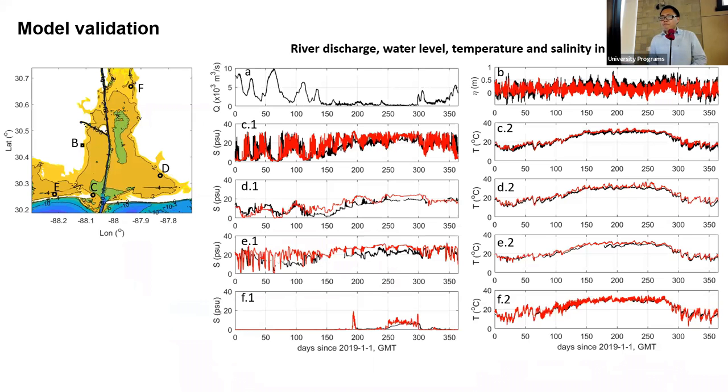Now, we also compare the salinity and the temperature with the observation data at multiple stations, shown by this map. All the black lines are the observation data, and the red lines are our model readout. So we can clearly see that the model had a very good performance. Then we can utilize the model to do our further analysis.